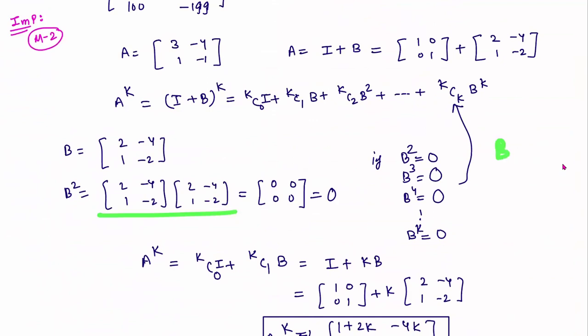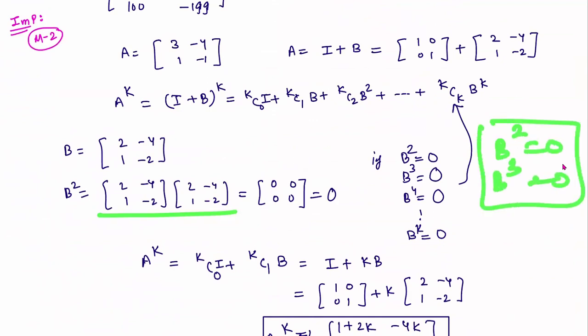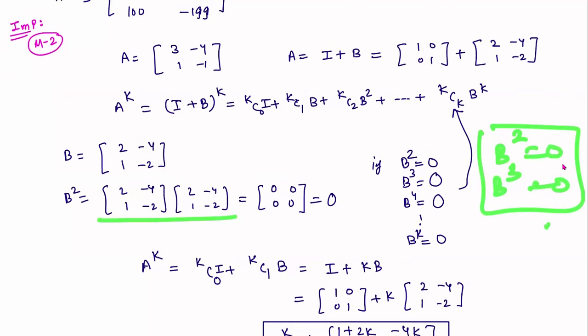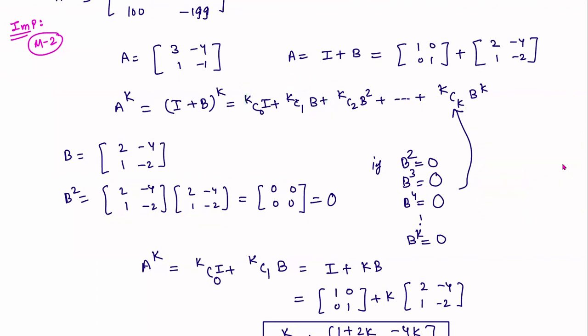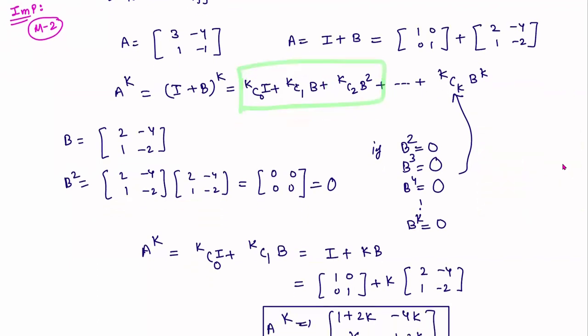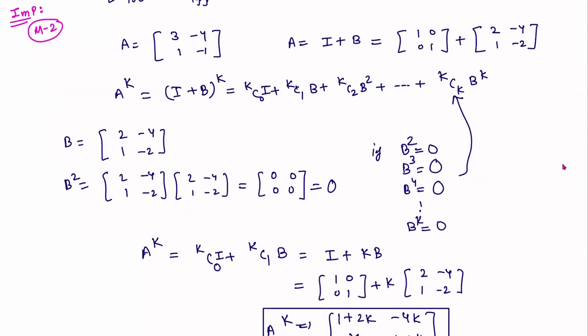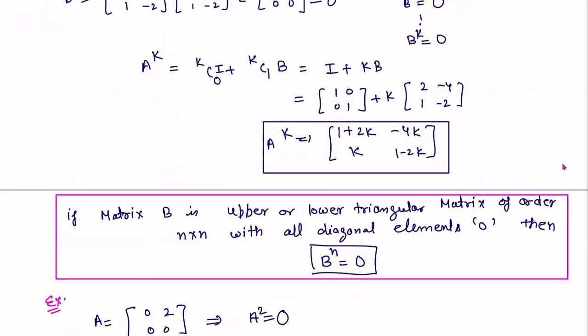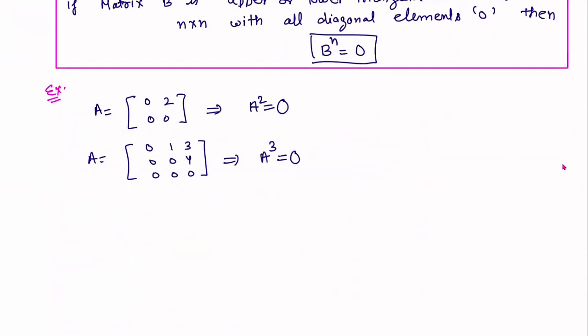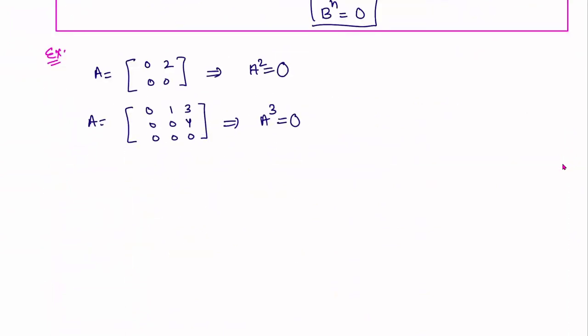In general, they give B square is O or B power 3 is O at maximum. If B square is O, then we need to write only two elements. If B power 3 is O, then you need to write three elements. Am I correct? Get the idea or not? So what are we trying to say?